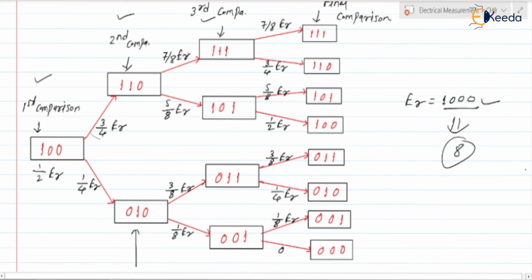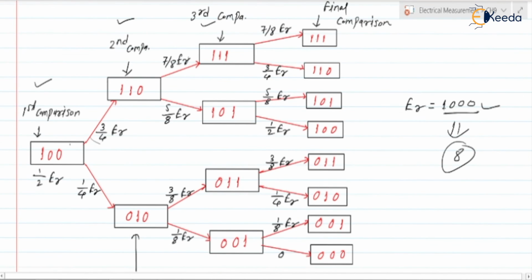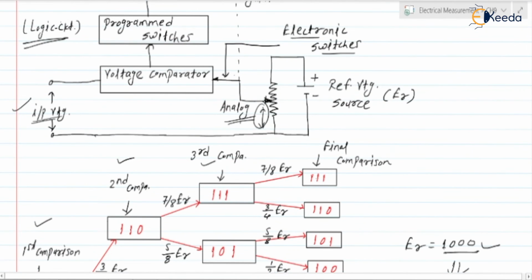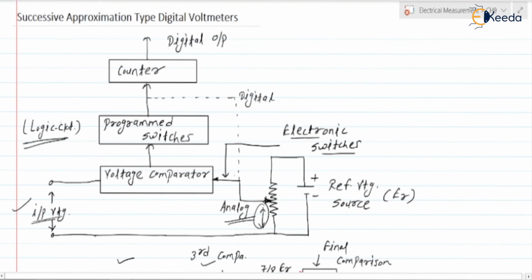First of all, this voltage will be 1/2 ER. After that, if the unknown voltage is greater than 1/2 ER, then the next voltage will be 3/4 ER. So it is compared with 3/4 ER and the unknown voltage, and likewise it proceeds. Are you getting the point? So this is about the successive approximation type digital voltmeter.